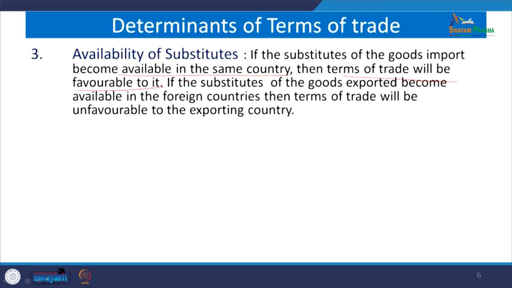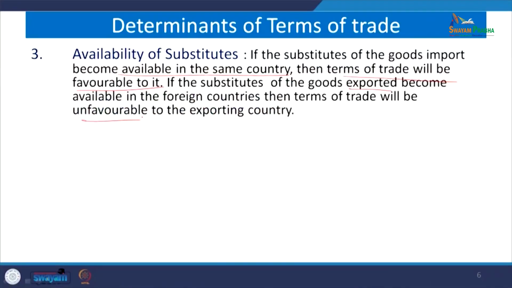Now, if substitutes of goods we export become available in the international market, then our terms of trade for exports will be compared to lesser, so it will be unfavorable. So, in the case of imports, if substitutes are available, this will be favorable. In the case of an exportable product, if more substitutes are available for it in the international market, it will be unfavorable. This is what, in short, can be presented like this.